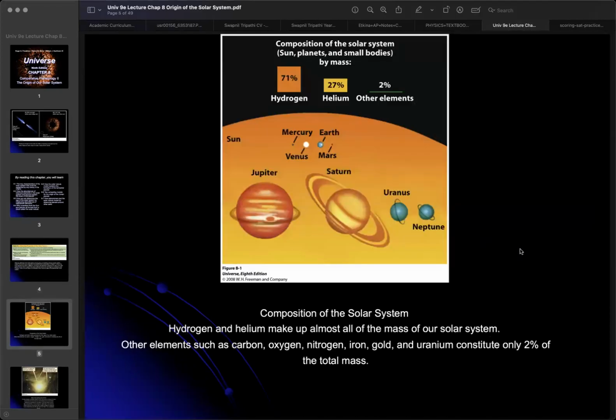Composition of the solar system. Hydrogen is the basic building block of the whole universe and even the solar system. 71% of the solar system is hydrogen, then helium, and then 2% other elements. All the big things in the solar system, like the sun and the gas giants, are made up of hydrogen. And other elements are primarily in the tiny terrestrial planets.